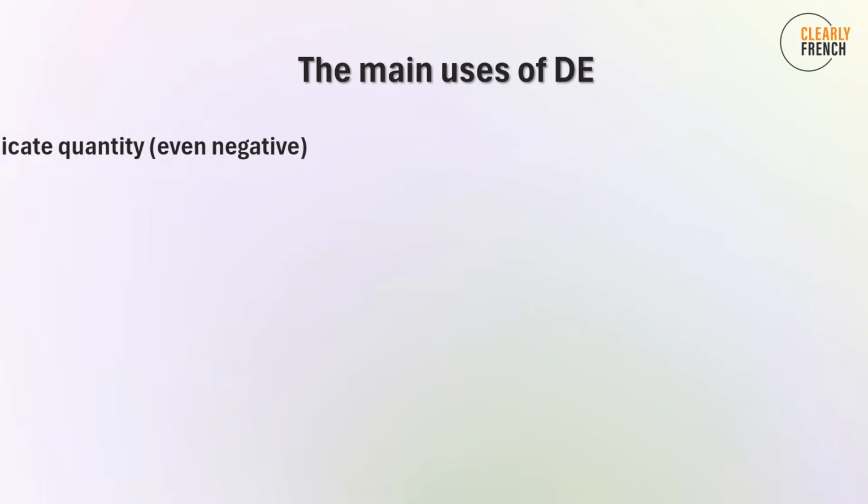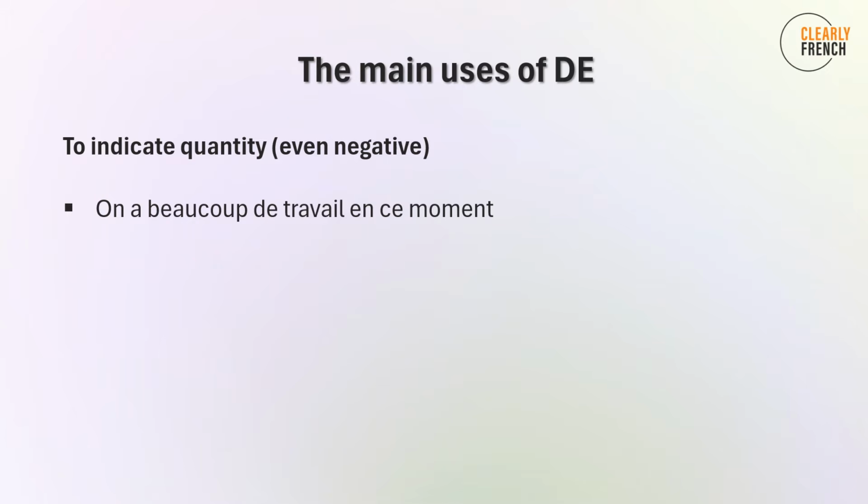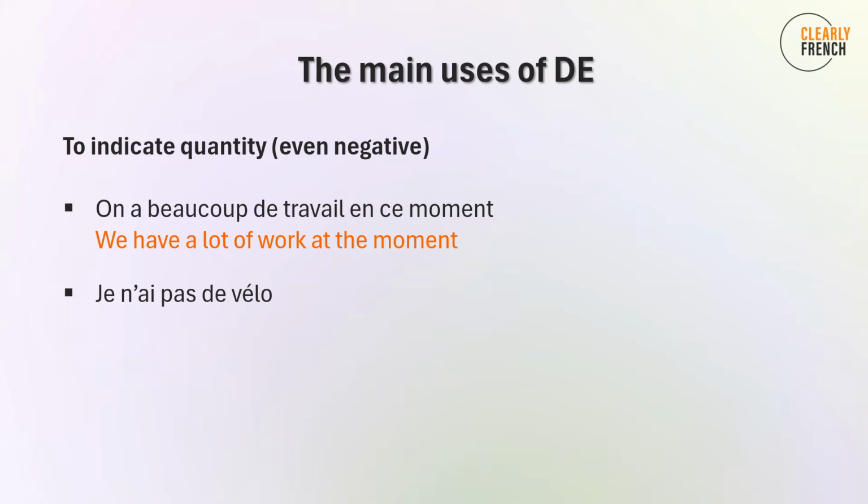We also use de to indicate quantity, even when it's a negative. On a beaucoup de travail en ce moment. We have a lot of work at the moment. Je n'ai pas de vélo. I don't have a bike. You see, pas is a quantity, you have none of something, so you need the de.